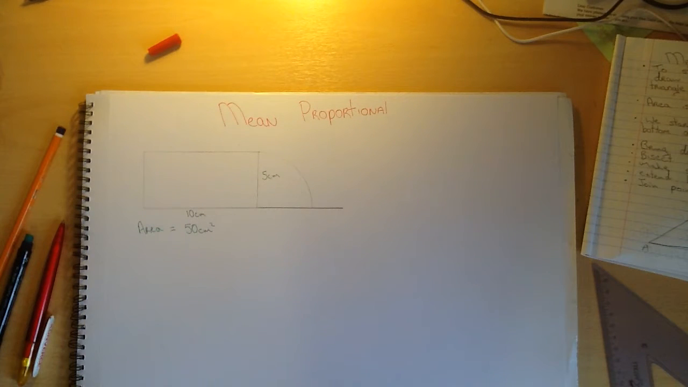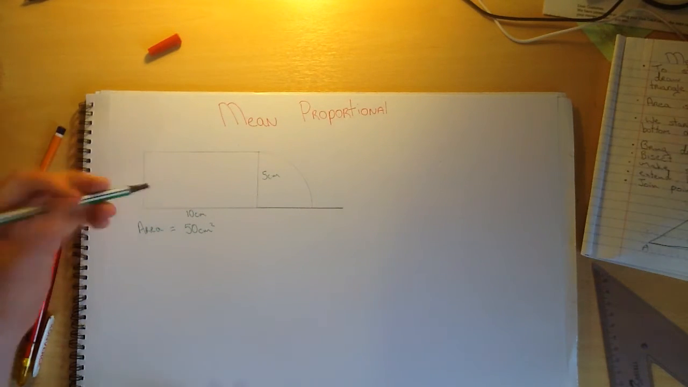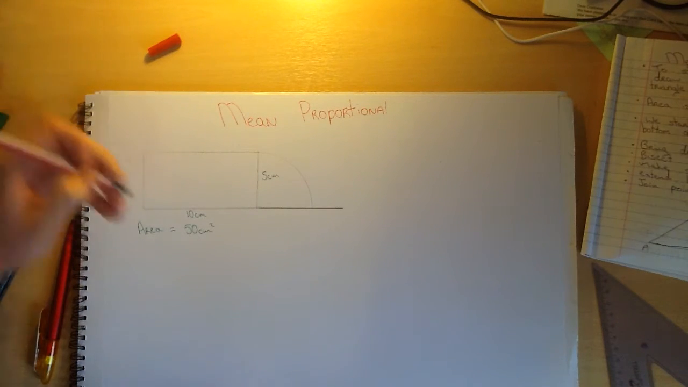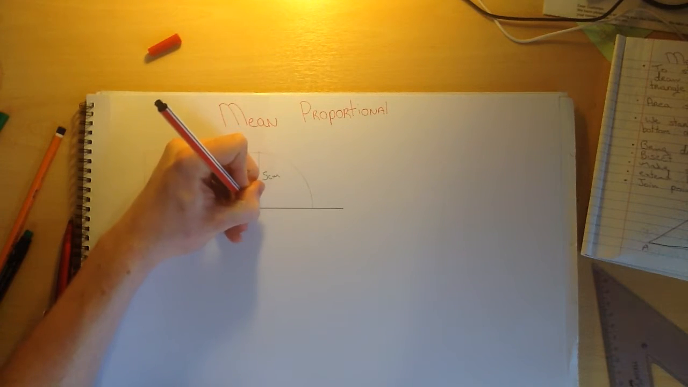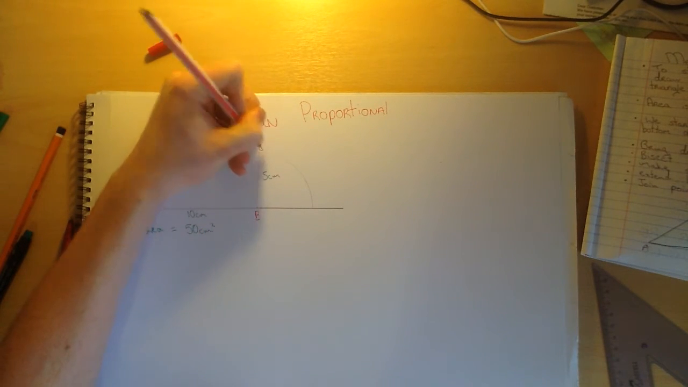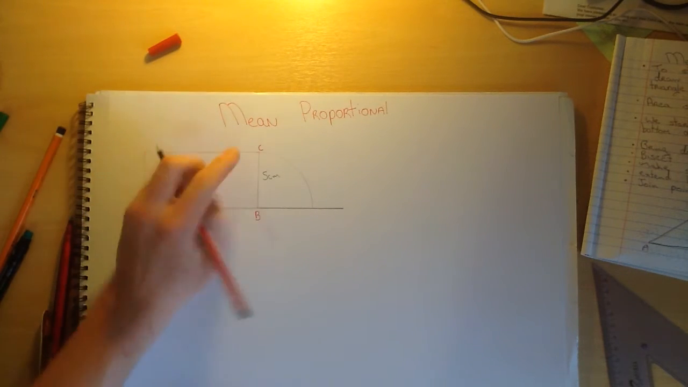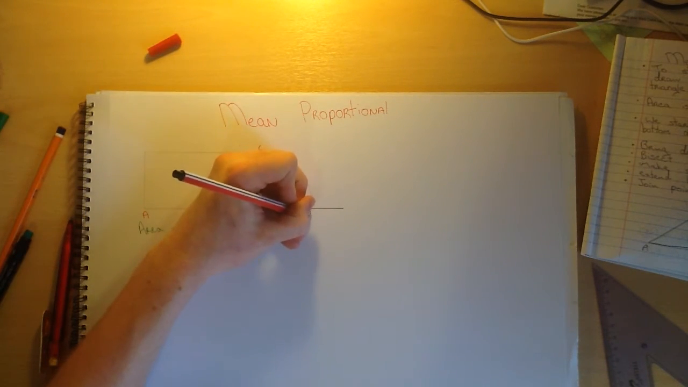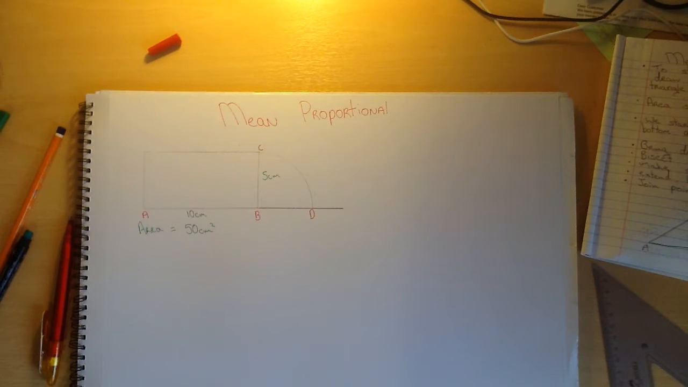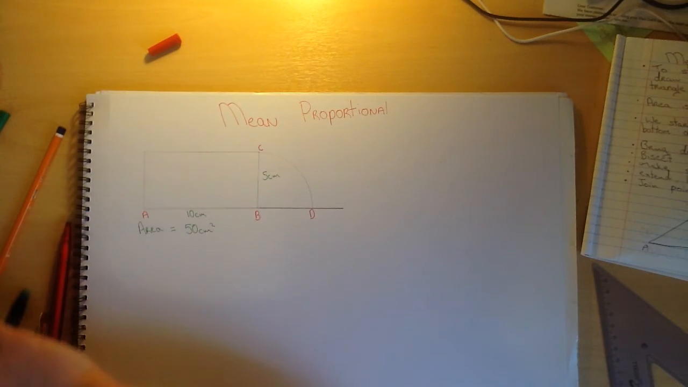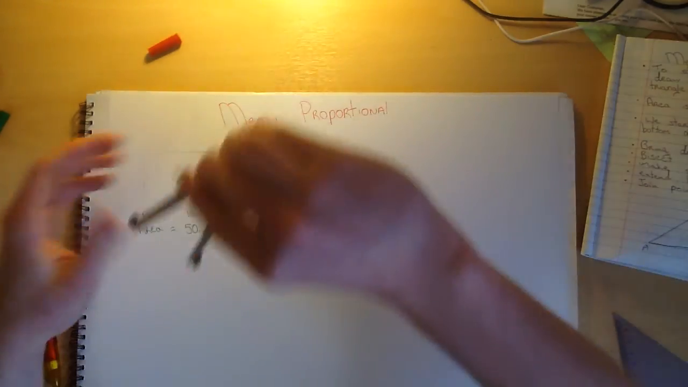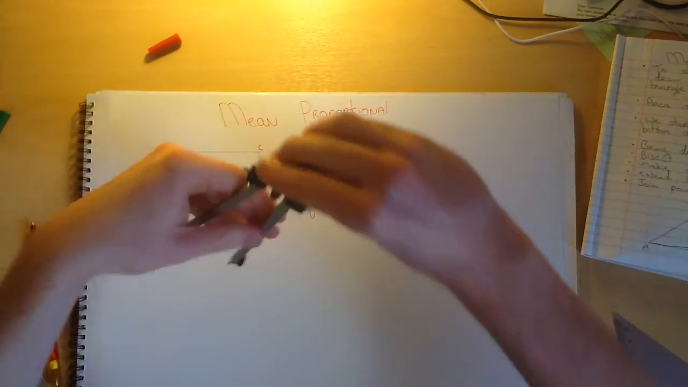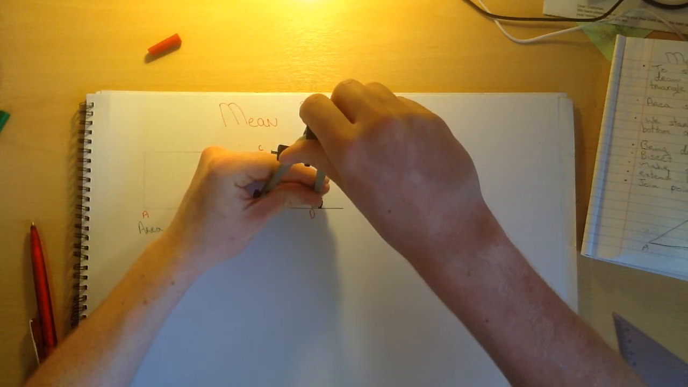So I might just label points first. I'll label this as point A, this point here B, the point up at the top C, and I'll label this point here where I brought down the side D. Okay. So what I'm going to do next is just bisect from A to D. So I'll do this with my compass.